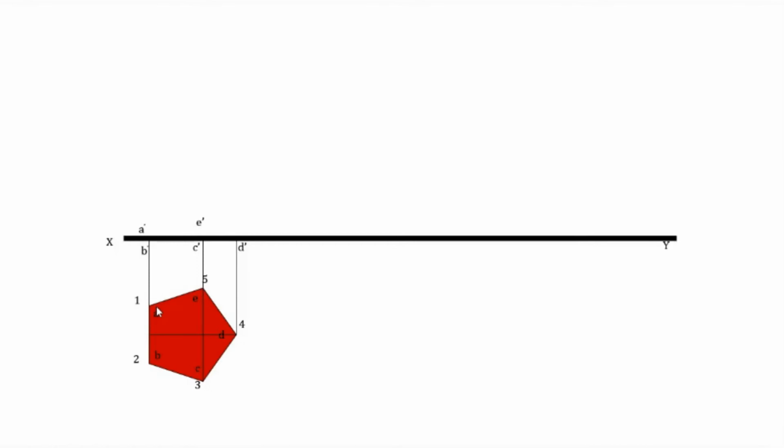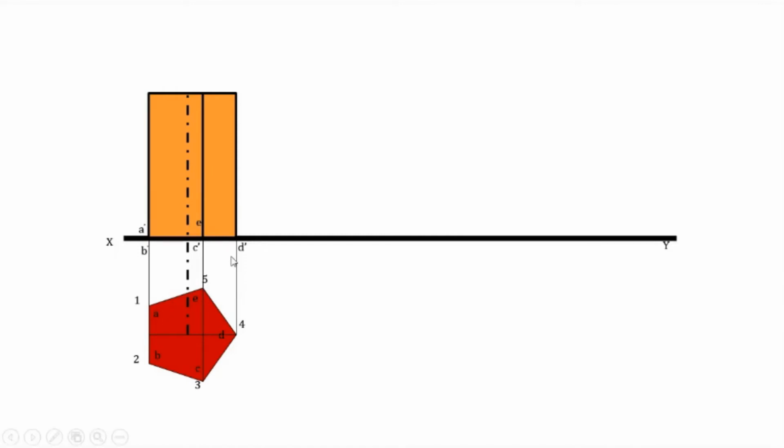So front view, give the names, then complete the front view as a rectangle with the two more lines. The two more lines: one is the edge that is 3C, this edge is 3C as well as 5E. And here there will be a chain line representing the axis. The height of this rectangle is 70 millimeter. Then the naming is also given: 1 dash, 2 dash, 3 dash, 4 dash, and 5 dash.